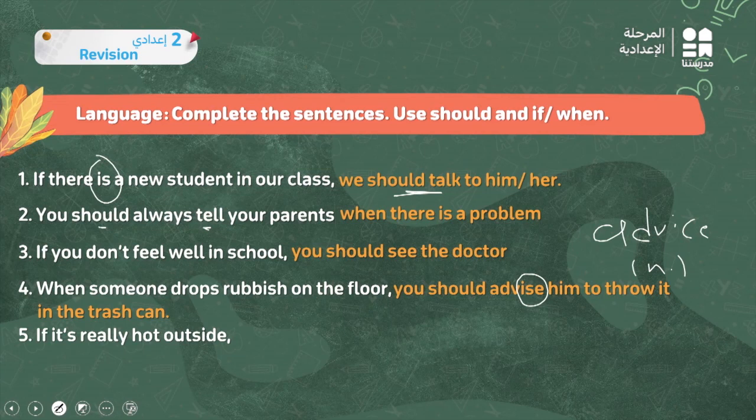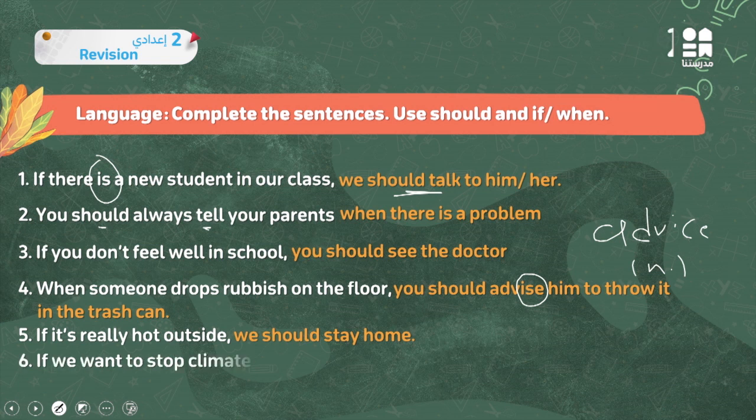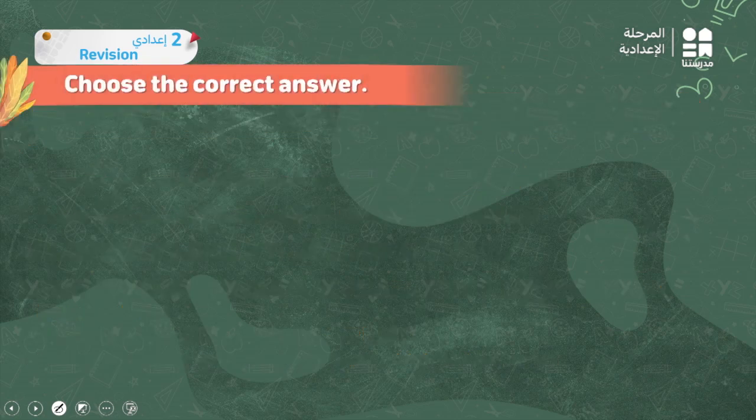Okay? So, number 5, if it's really hot outside, so what will happen? We should stay home. Okay. If we want to stop climate change, what can we do or what shall we do? We shouldn't pollute nature.